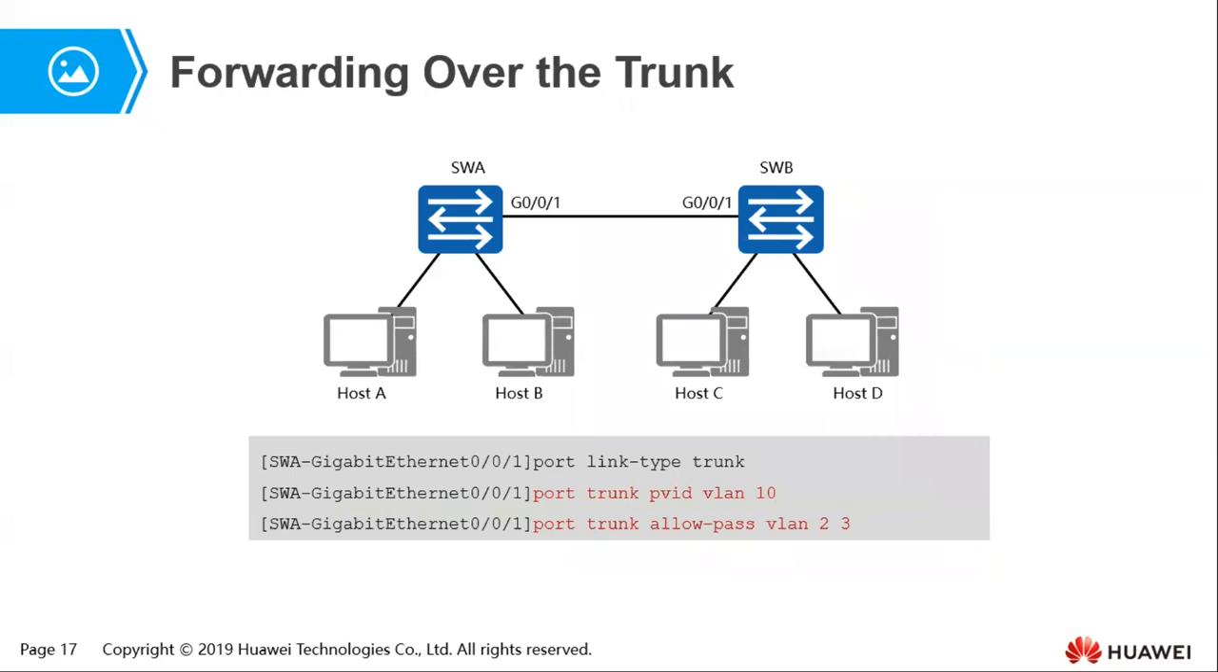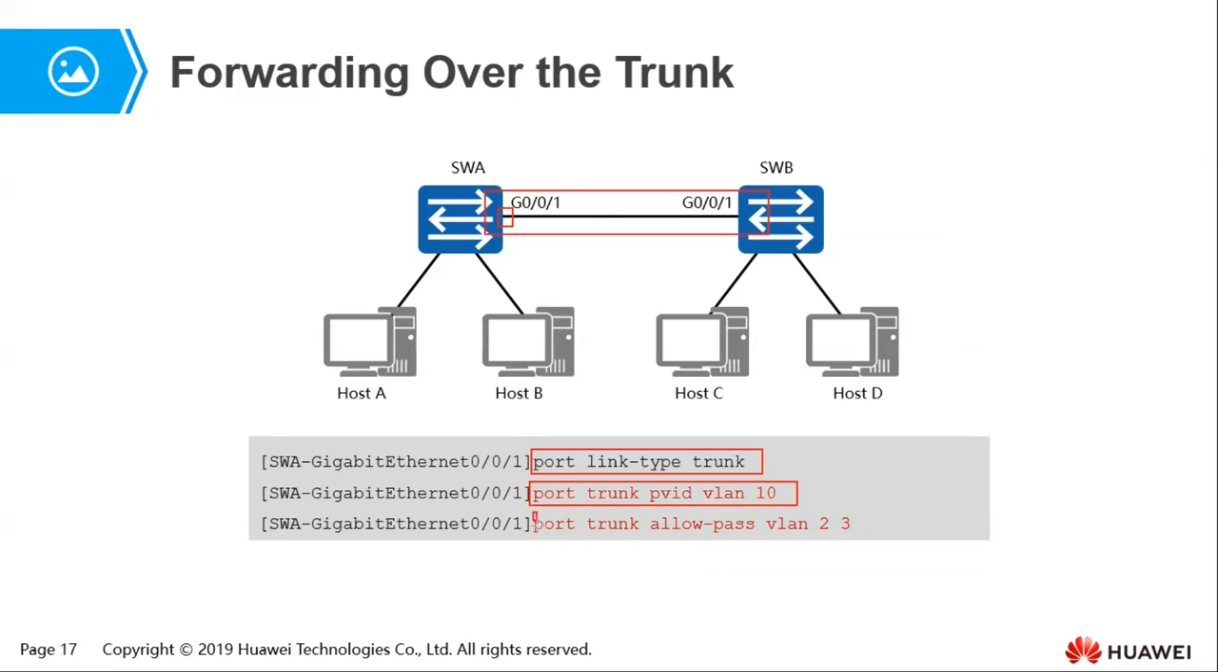So how is data forwarded over the trunk? We want to configure this trunk link between switch A and switch B. So we go into this interface G001. We use the command port link type trunk to change it from the default, which is hybrid, to trunk. Then we set its PVID using the command port trunk pvid vlan 10. So the PVID of that particular interface is going to be 10.